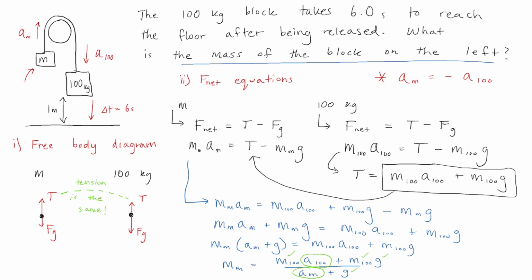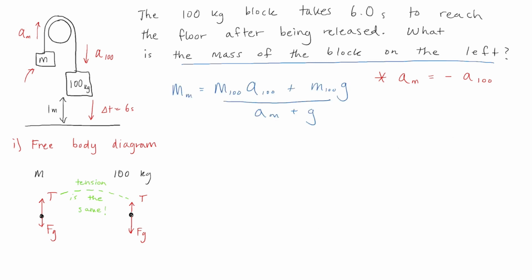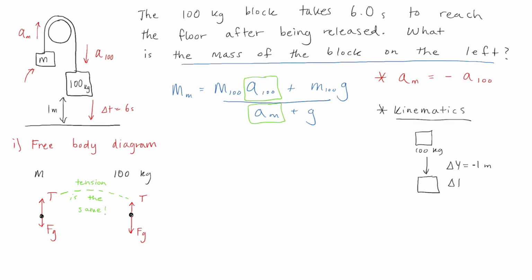And notice the only variables we need are the accelerations of the blocks. So how do we solve for these accelerations? Well, we need to use kinematics. And the reason I know that is because we were given the 100-kilogram block's change in position and the time it took to change position. We also know the initial velocity of the 100-kilogram block. It wasn't moving, so it's just 0 meters per second.